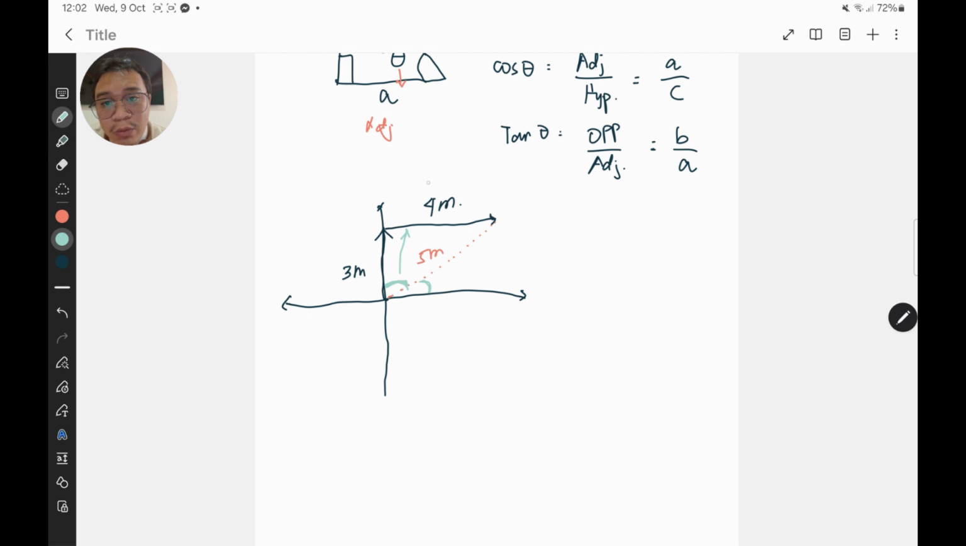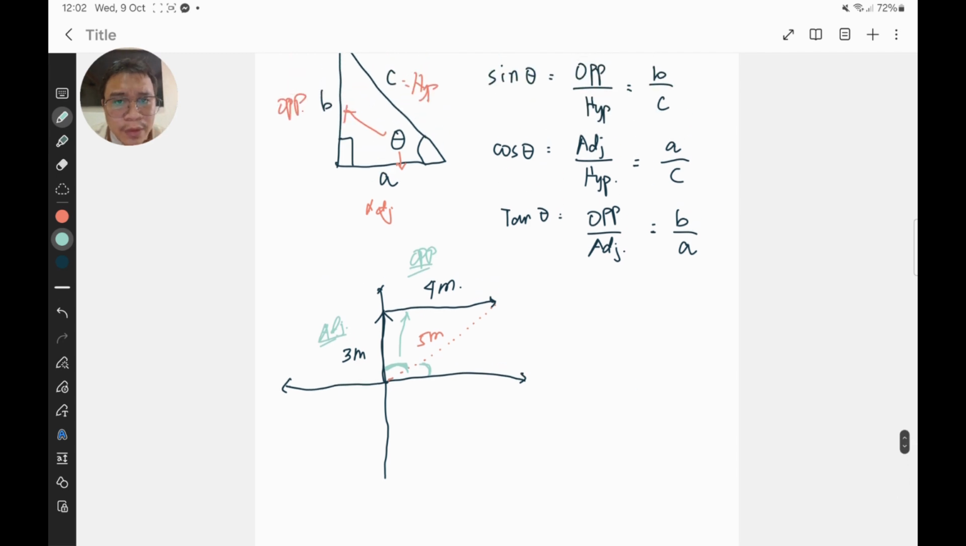My opposite side now would be this one, 4 meters, and my adjacent side would be the 3 meters. So therefore, after labeling that, I will now be able to calculate the angle of my direction. You can use any of these trigonometric functions. They will yield the same answer. But for me, in this particular example, I'm going to use the tangent relationship.